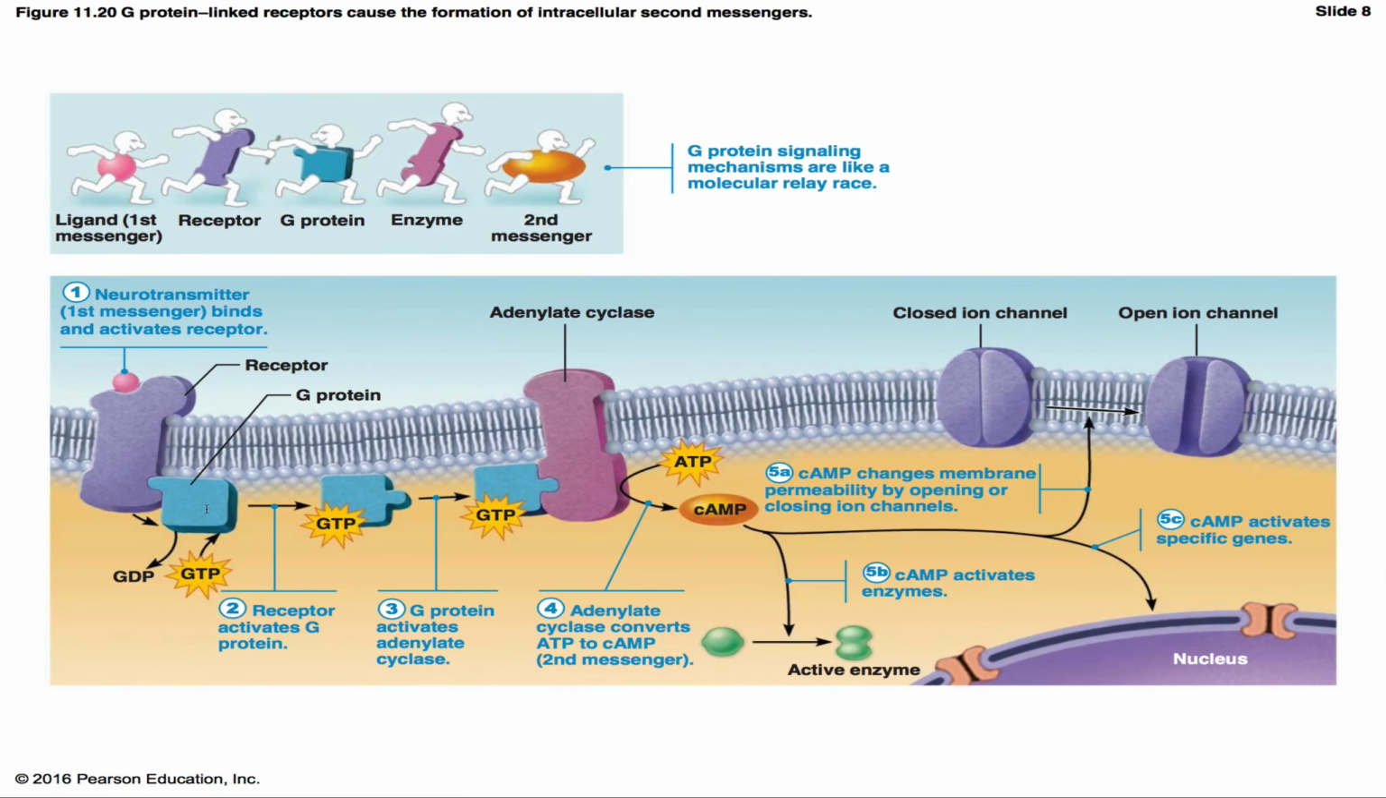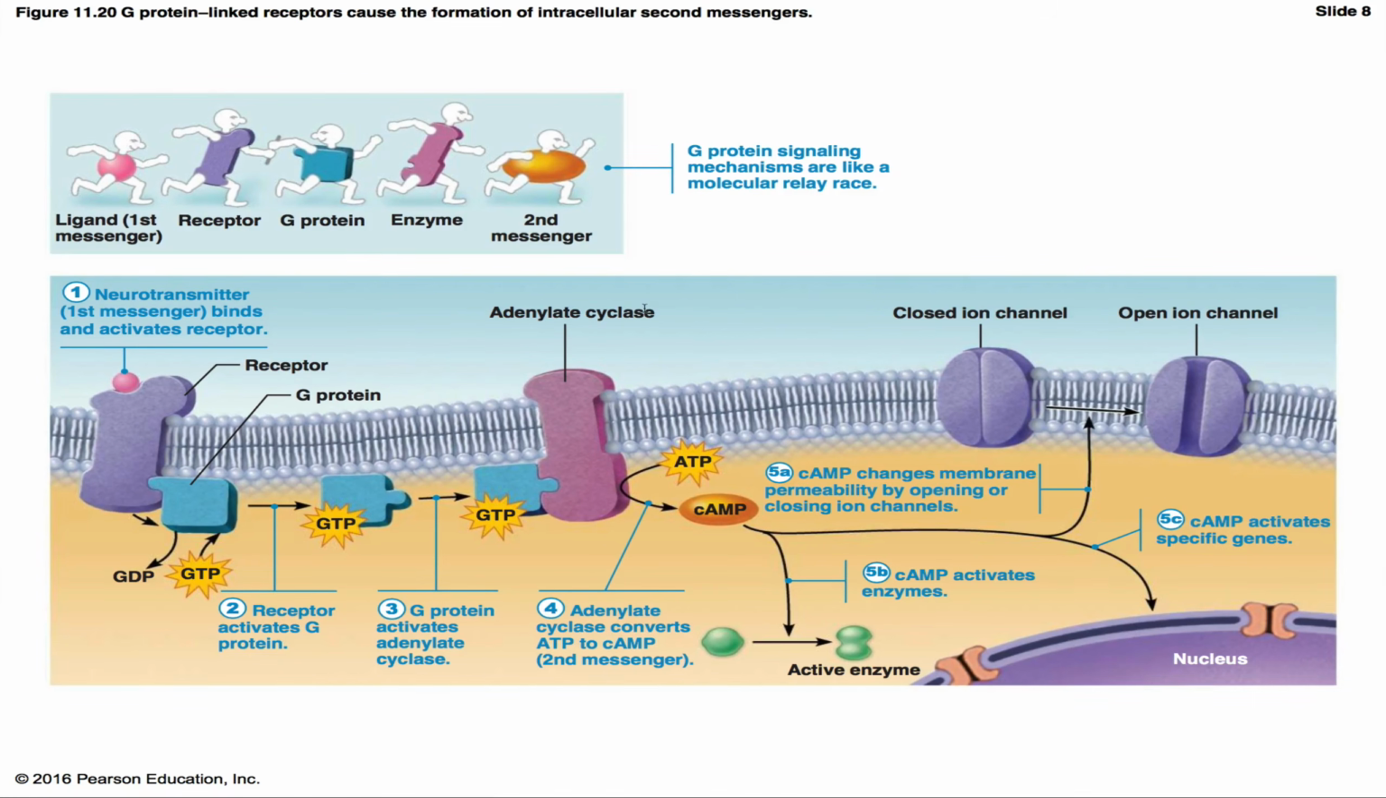Now the G protein uses this GTP. GTP is somewhat similar to ATP in that it's a fuel, it's an energy source. GTP stands for guanosine 5-triphosphate. So this GTP is going to fuel this G protein, it's going to give it the energy that it needs, and it's going to cause it to activate adenylate cyclase.